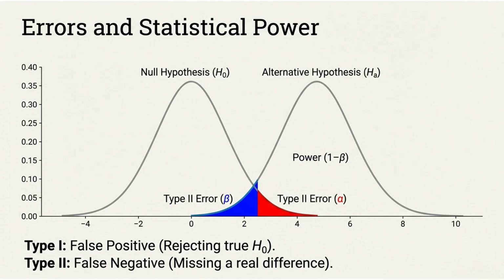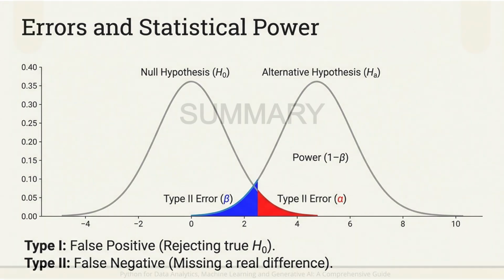Now, statistical power is defined as 1 minus beta. Power represents the probability of correctly detecting a real effect when it truly exists. Higher power means a better chance of finding meaningful results. Power increases with larger sample sizes, stronger effects, and lower variability. Understanding these errors helps researchers design better studies and interpret results responsibly.